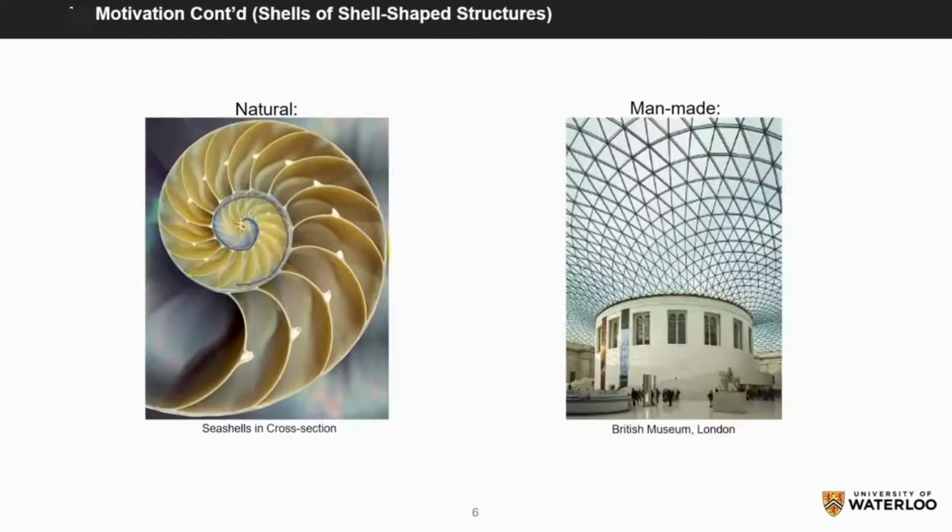The swirl of the shell-shaped structure naturally occurs in seashells, in purple. We have copied the use of this shape to create domes and other curved areas such as the British Museum. I have shown this in green.